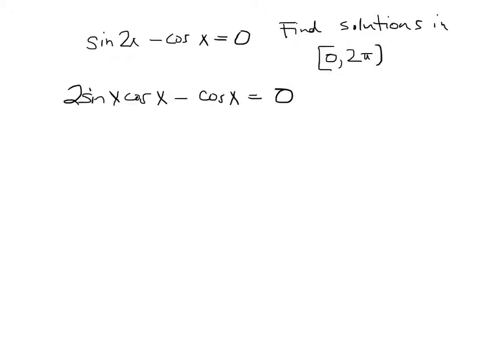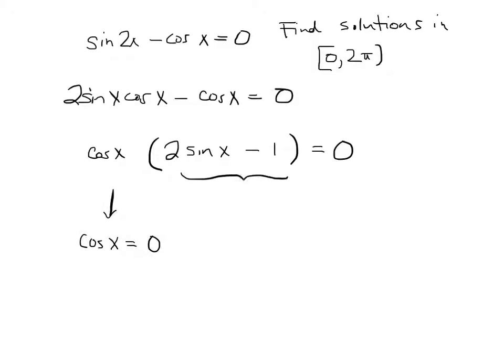Generally speaking, at this stage, we want to factor. Maybe we'll have a quadratic. In this case, we don't. We have cosine x times (2 sine x minus 1) equals 0. If we had a quadratic, we'd want to get it all in terms of one or the other. But this splits up into cosine x equals 0, or 2 sine x minus 1 equals 0, which is sine x equals 1/2.